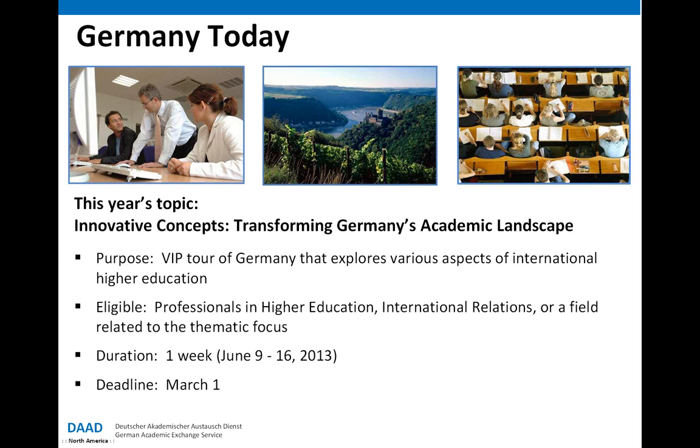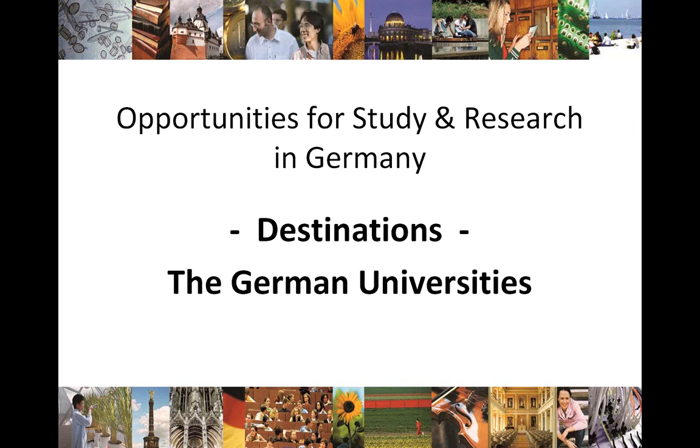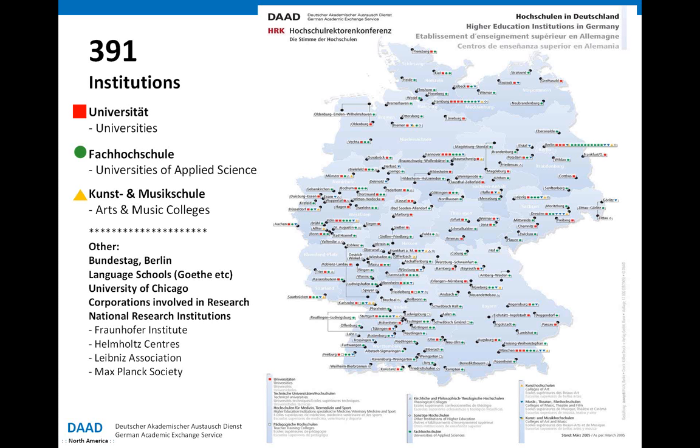We also have Germany Today. Germany Today is our VRP tour. We take faculty, we take advisors, we take anybody who's involved in the whole higher education game on a professional level, and we take them through a tour of the German university landscape. The biggest question is, where do you go? 391 higher education institutions, the Bundestag in Berlin, the German language schools, University of Chicago, and any one of the national research institutions. Those are potential destinations for summer programs via DAAD.